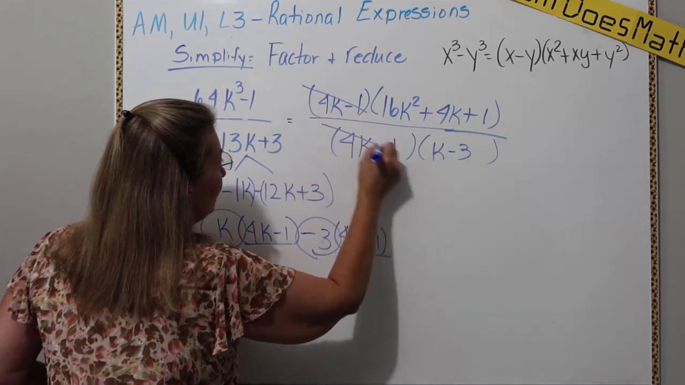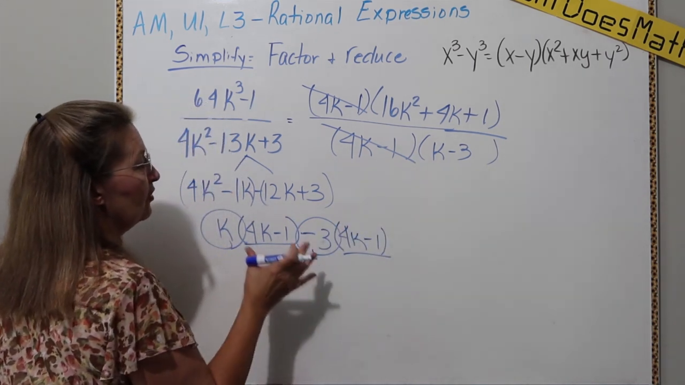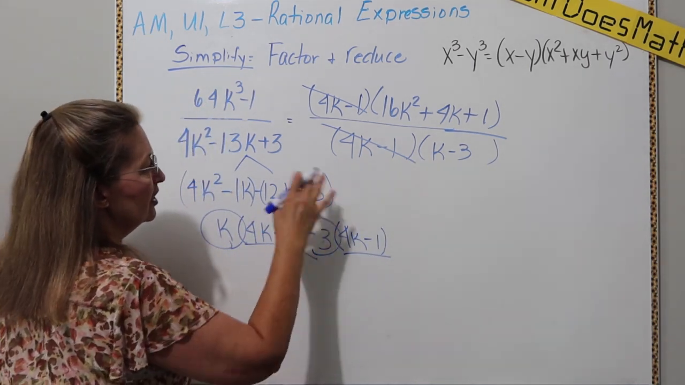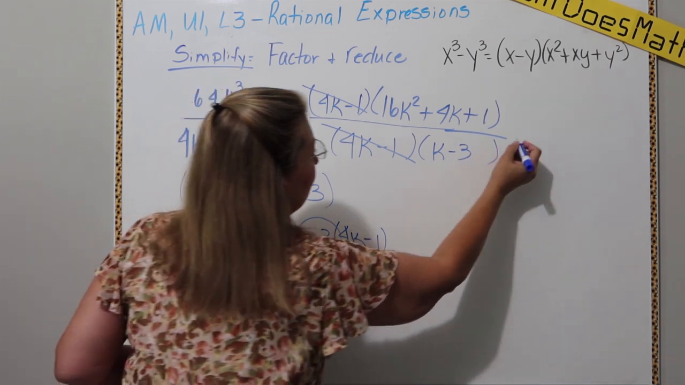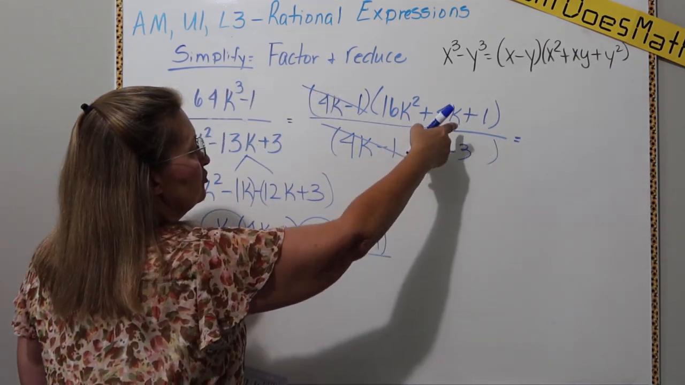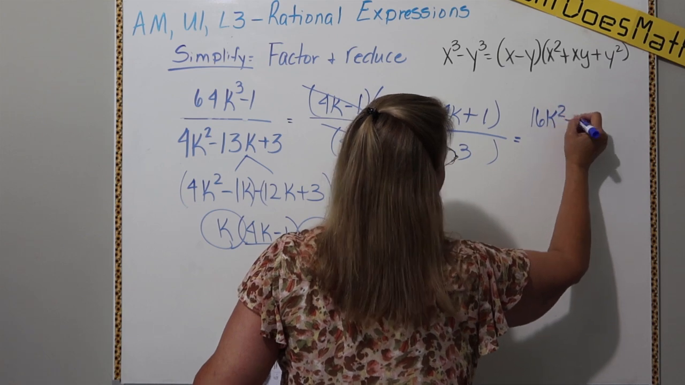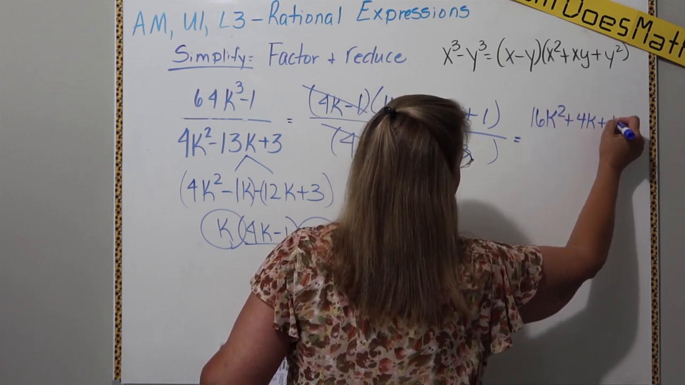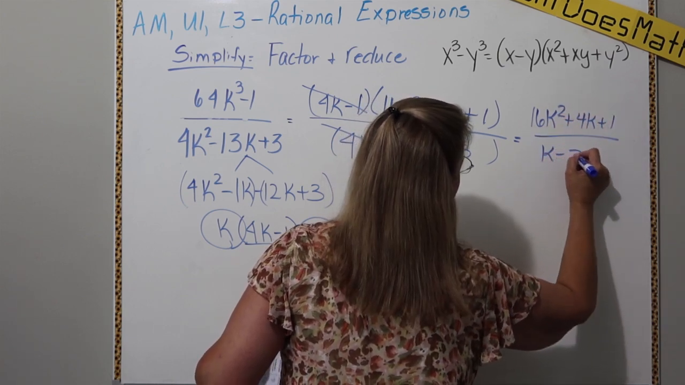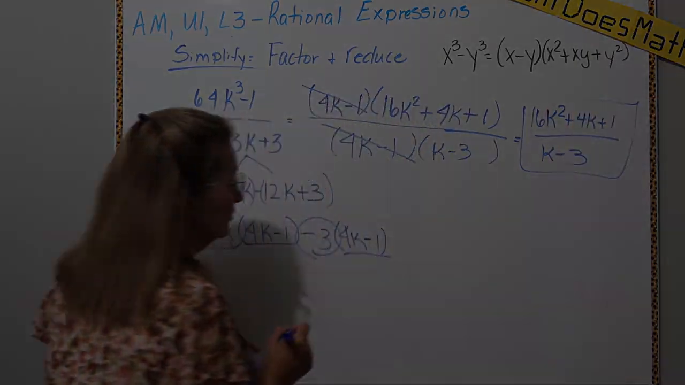All right. Now, sets of parentheses are factors, so if the whole set matches, you can cancel it. And then your final answer is just going to be this trinomial over this binomial. So that would be 16k squared plus 4k plus 1 over k minus 3.